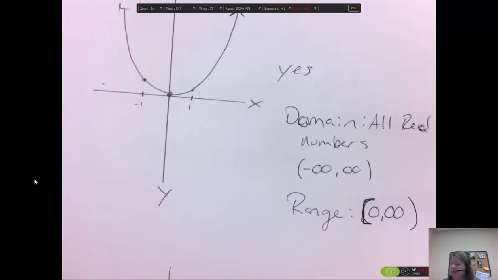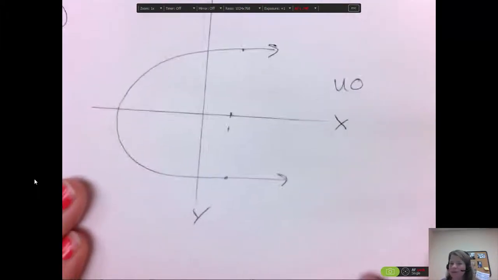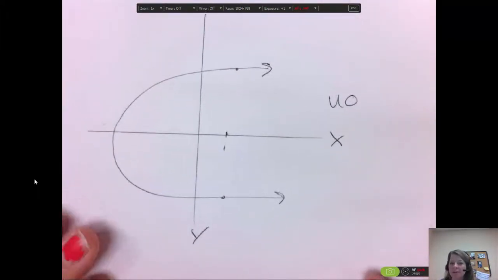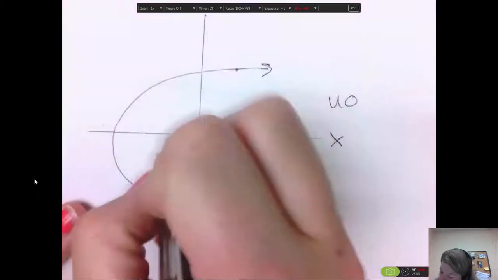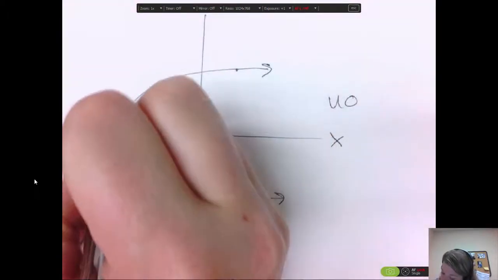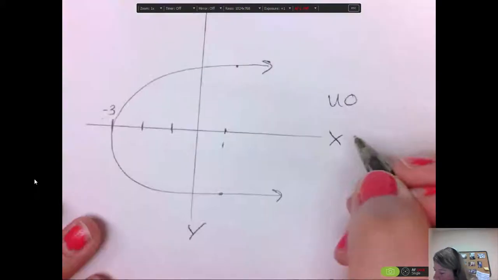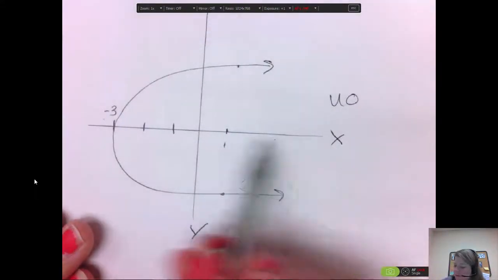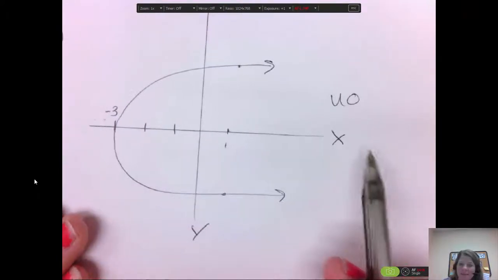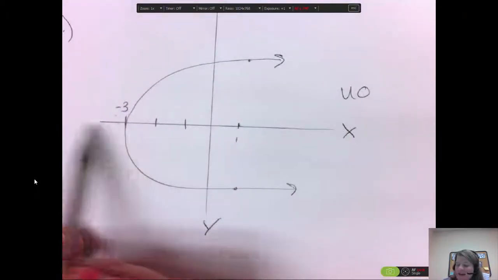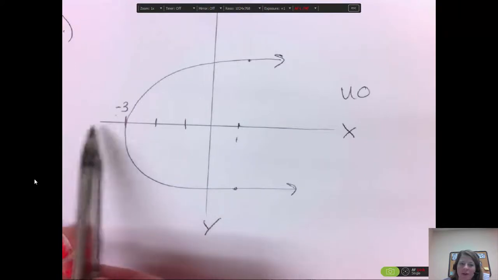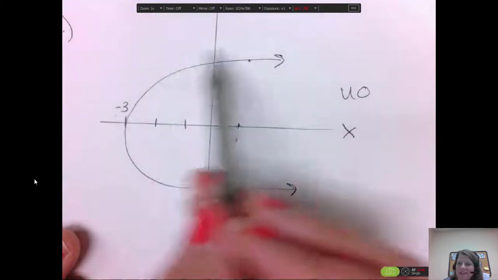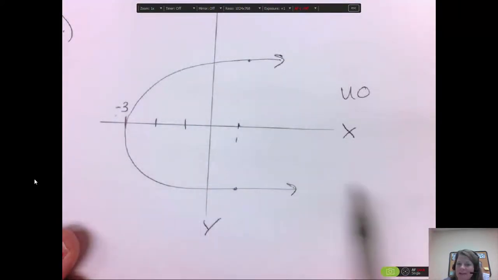Okay, so let's look at the domain and range of this one. The problem is I didn't label. So 1, 2, 3. We'll say that's -3, and that's the only one we really need to know. So x values, are they restricted? Well, think about the graph beyond -3. Can you be over here? No, the graph is going to continue this way and this way.